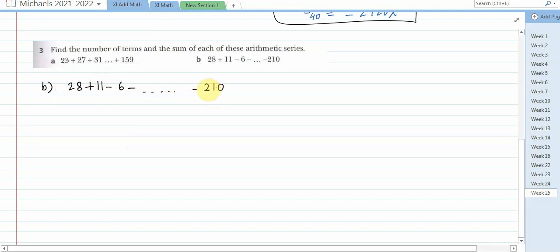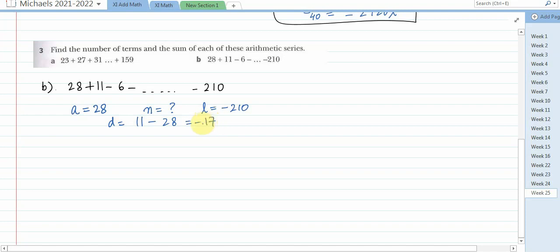I keep saying that it is your last term, and we know that the last term is denoted by L. So if I write down the data here, A is 28, right? N is unknown. Last term is minus 210, and the difference is 11 minus 28. So 11 minus 28 is negative 17. So we have all the necessary information.